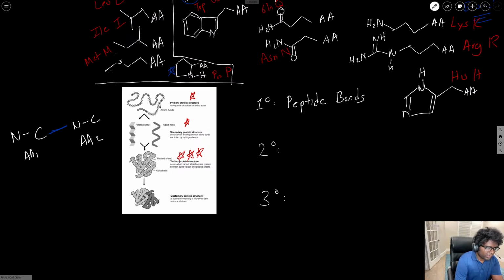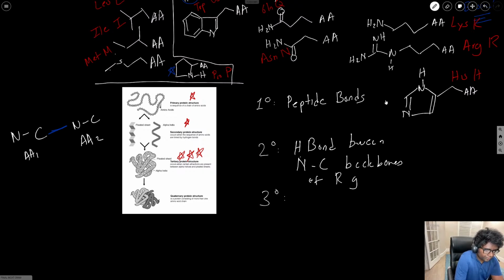Now secondary, this is the alpha helices, your beta sheets. You'll be familiar with this in biochemistry. Like I said before, it's associated with proline. That's what causes all the kinks, the folding, and all that. The bond that's associated with these is hydrogen bonding between the backbones, so the amino carboxyl backbones of side chains. I'll write R groups.